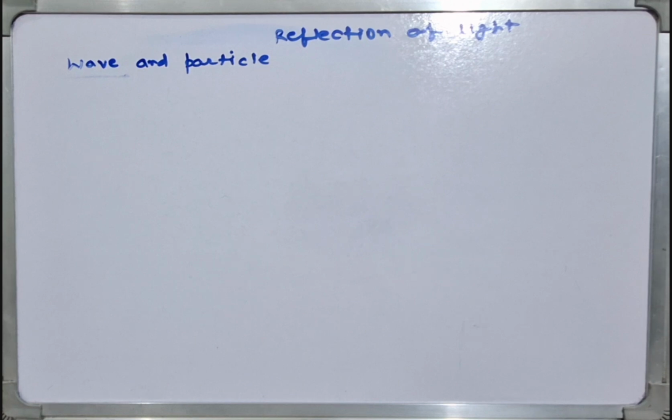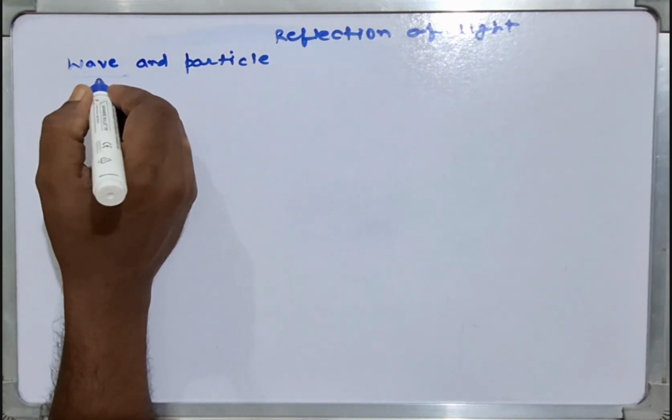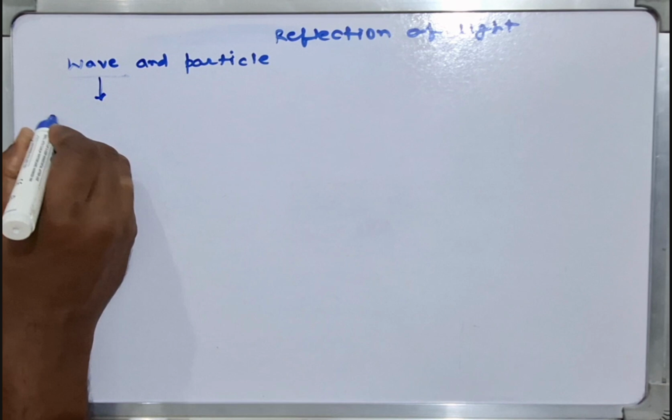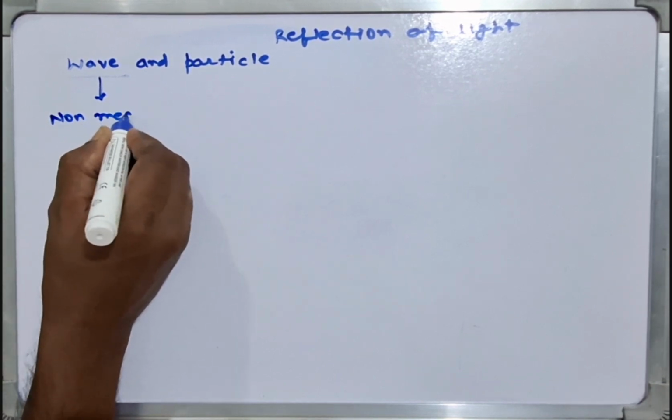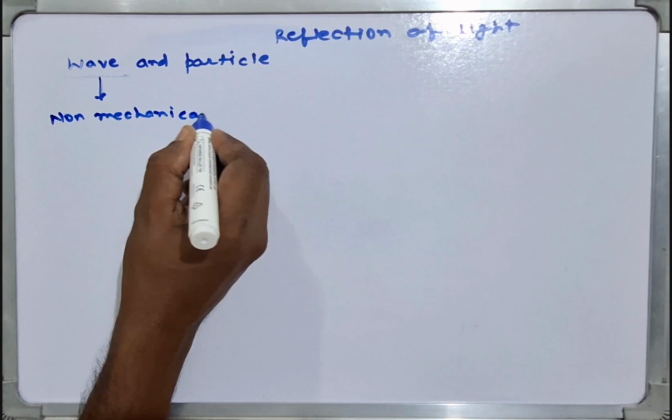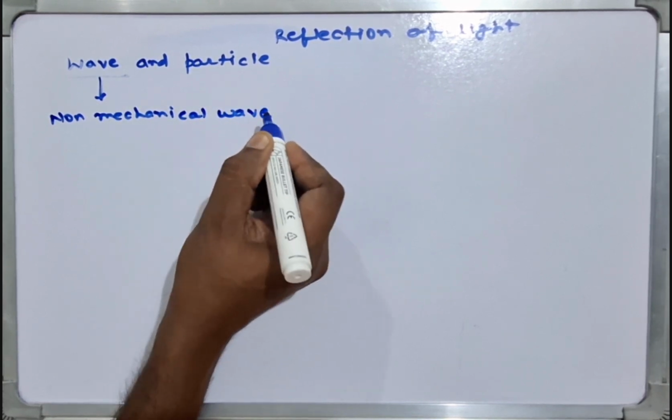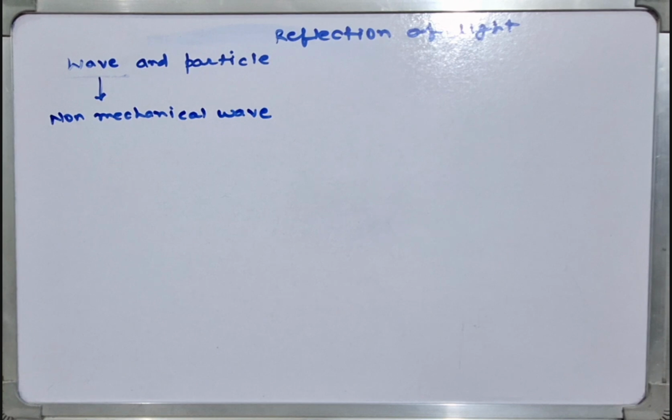Now in the case of light, light is a non-mechanical wave. Why? Because for the traveling of light, consider the sun emitting light, and the light is coming to earth. So it can travel in vacuum. Hence it is known as a non-mechanical wave.